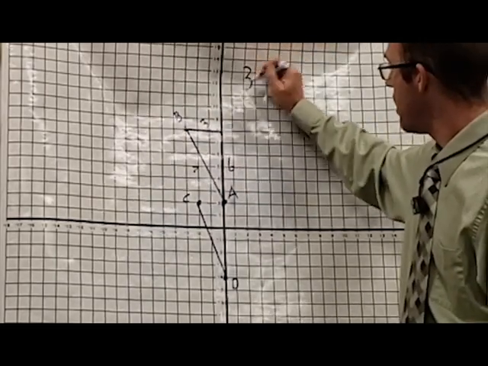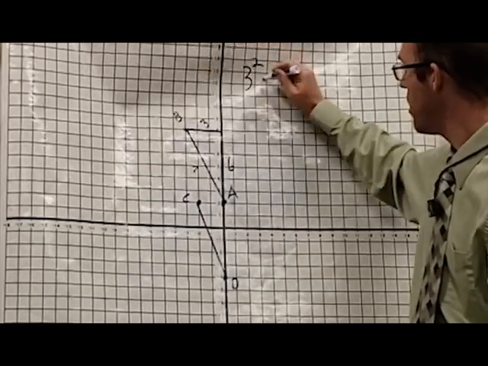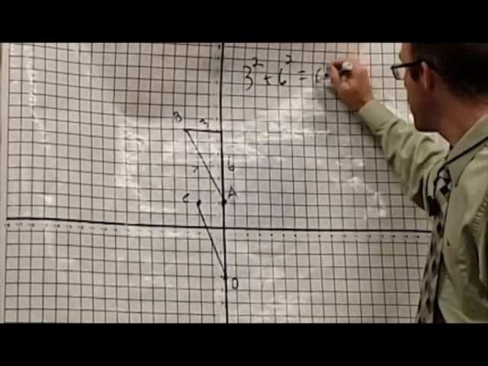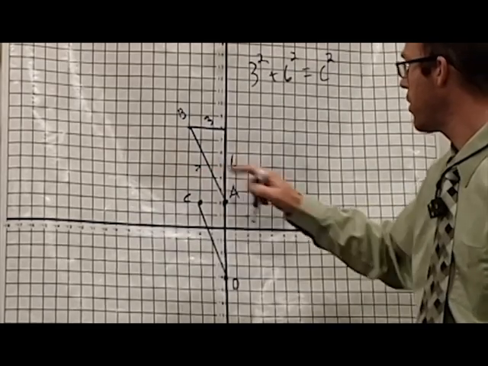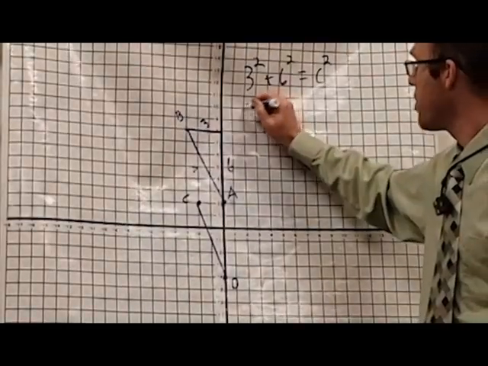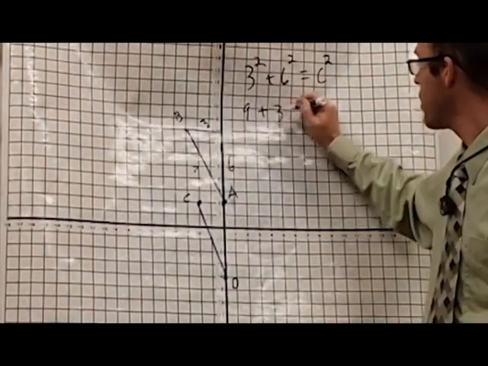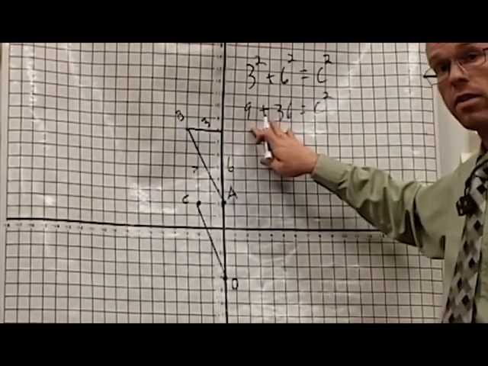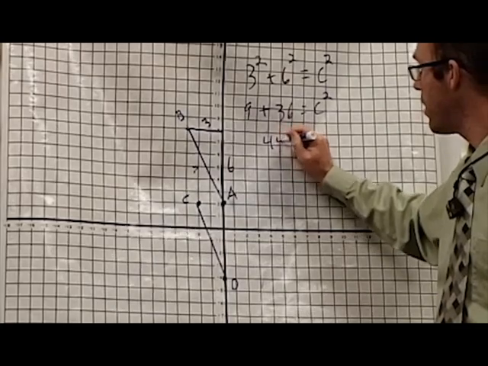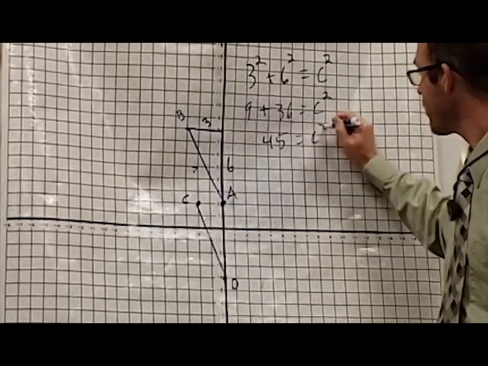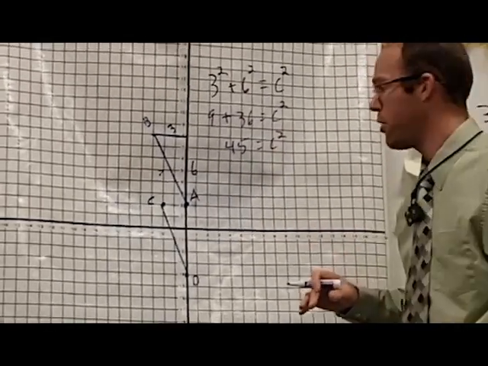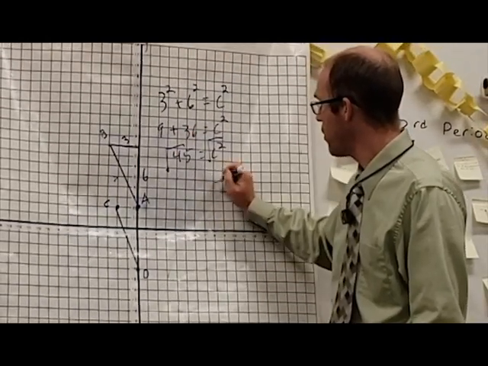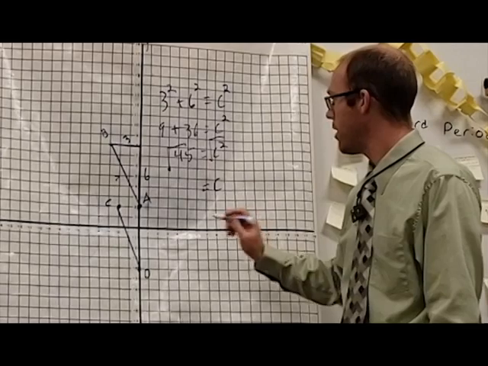We get 3 squared for that side plus 6 squared equals C squared. We don't know the length of that one. 3 squared is 9. 6 squared is 36. And when we add together 9 and 36, we get 45. Now from here, there's two things we can do. We're going to take the square root, and the square root of 45 is not a nice number.